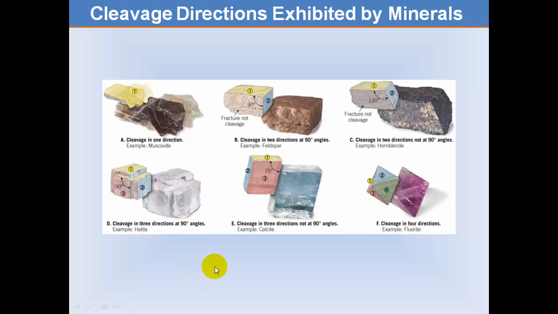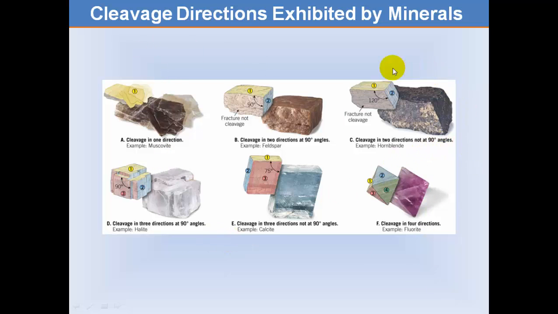Now cleavage that's in 3 directions, not at 90 degrees: calcite. These planes are not at 90 degrees, so they look more like a shoebox. Fluorite has 4 planes of cleavage, so in 4 different directions there's cleavage, and it's kind of like an 8-sided die if you play role-playing games with dice.